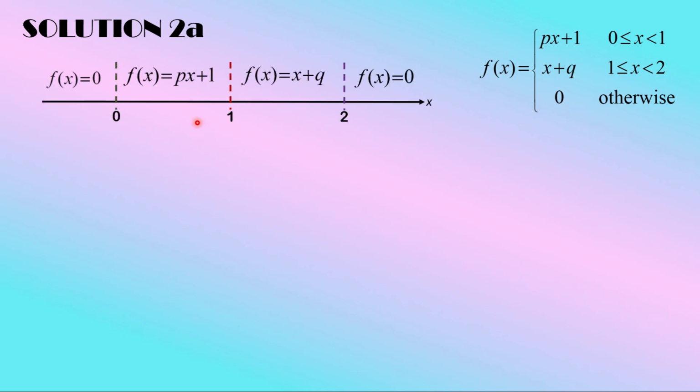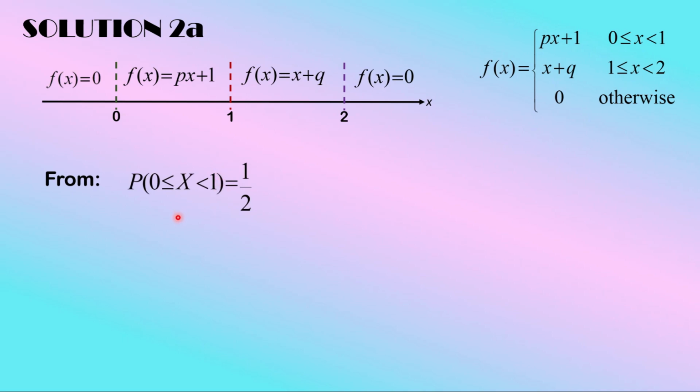We can graph it on a real number line which has 4 intervals. The first interval is x less than or equal to 0 for the function f(x) equals 0, and interval 0 to 1 for the function px plus 1, then interval 1 to 2 for the function x plus q, and the last interval is x greater than or equal to 2 for f(x) equals 0. How to find constants p and q? We can see that p and q are the constants of the function f(x).